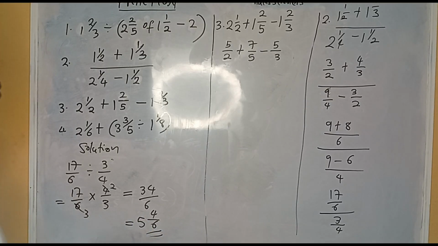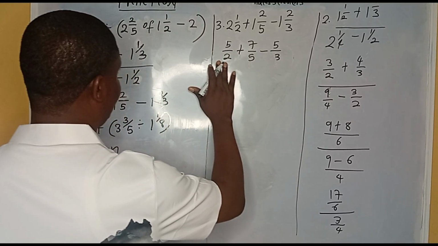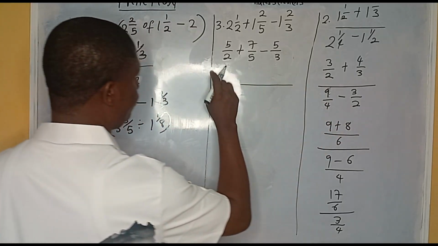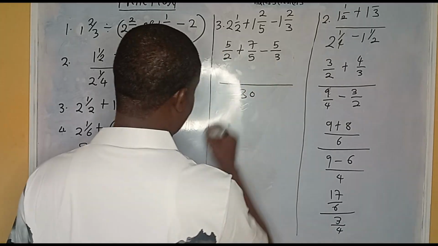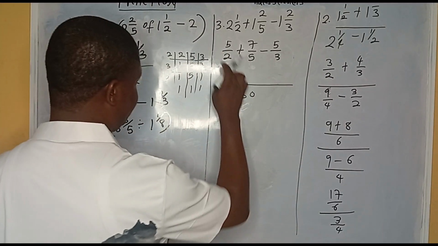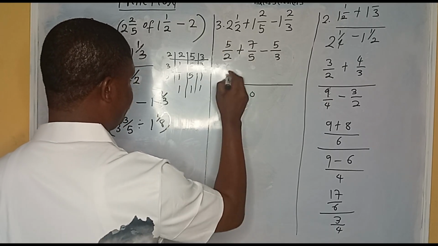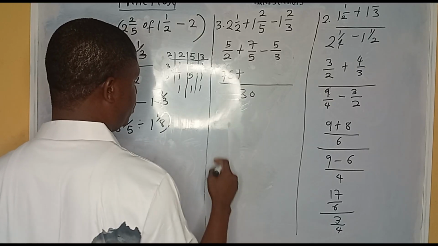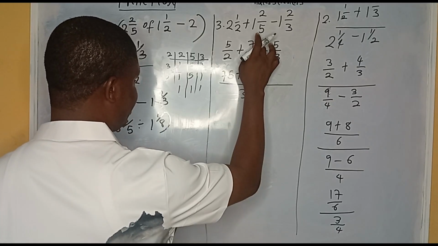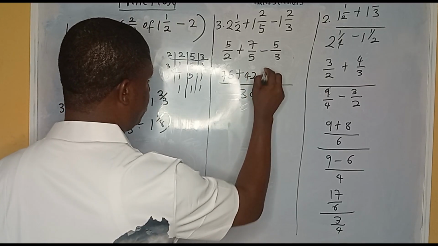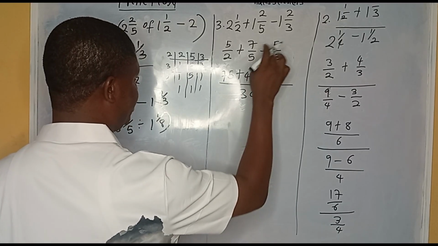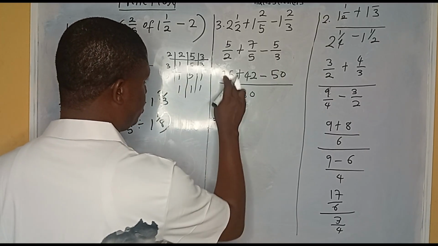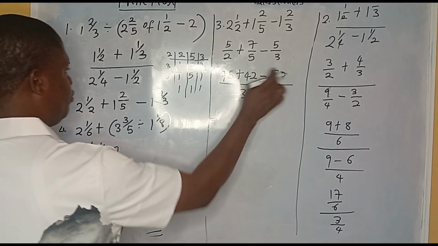Okay, so since we have them in improper fractions now, we can proceed from there. If you look at this, we're having just plus and minus, so you can find the LCM together. The LCM of 2, 5 and 3, 30 should be the LCM. So here 30 divided by 2 will give us 15. 15 times 5 will give us 75, plus 30 divided by 5 will give us 6. 6 times 7 will give us 42, minus 30 divided by 3 will give us 10. 10 times 5 will give us 50. Okay, so this will give us 75 plus 42 minus 50 over 30.